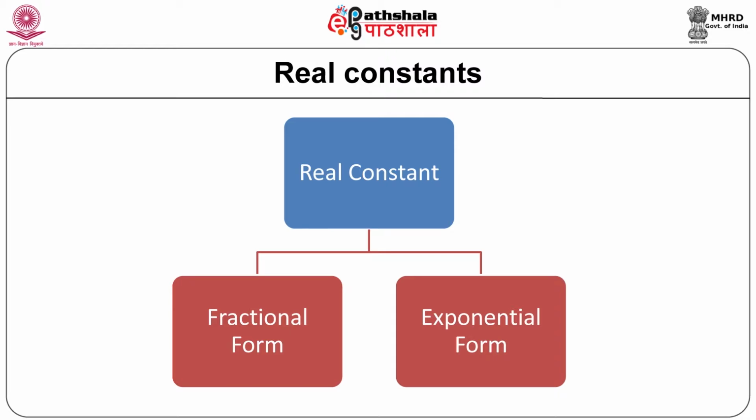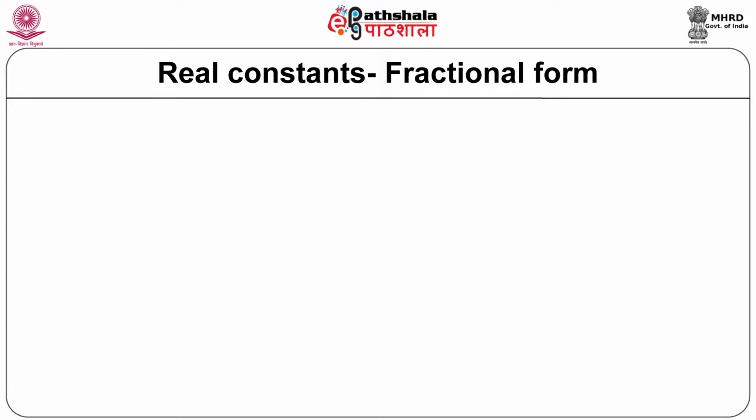Real constants are often called floating point constants. A real number can be expressed in two different forms: fractional form and exponential form. There are rules considered for the construction of a real constant in fractional format.